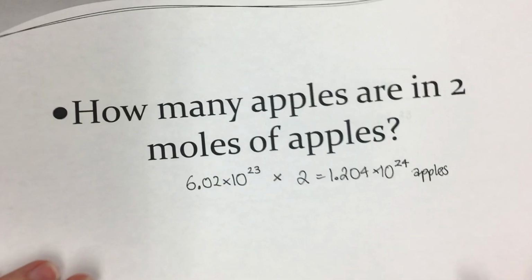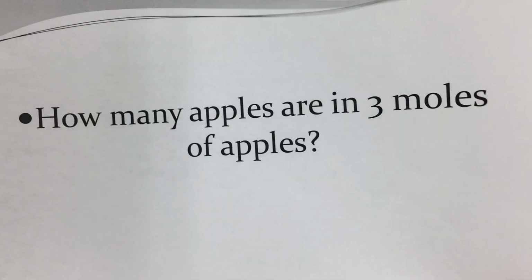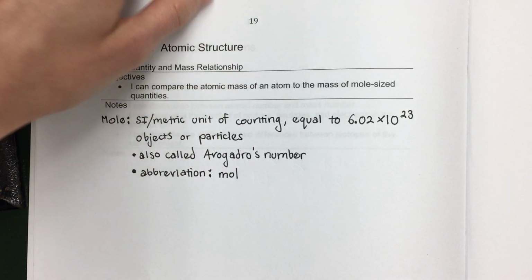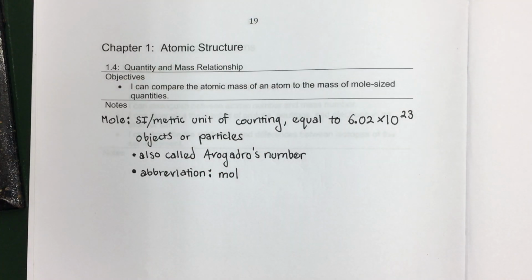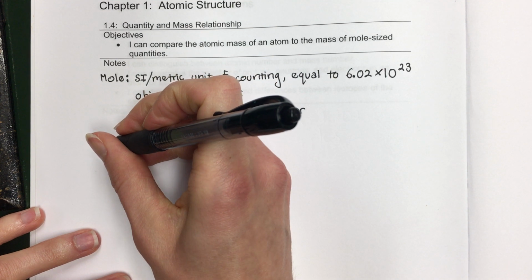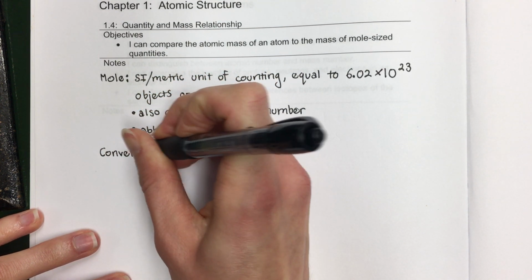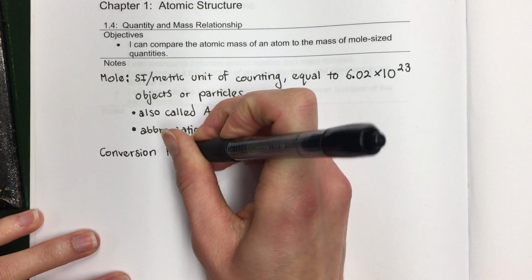And then we could do the same thing with 3 moles of apples. And that's pretty easy. But we're going to be using a lot more complex numbers, so we're going to want to be using Avogadro's number as a conversion factor. So we're going to write down the conversion factor version of Avogadro's number.